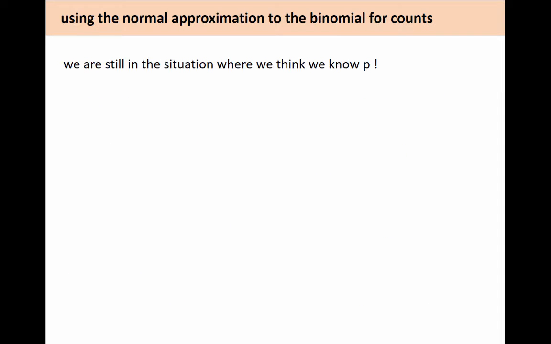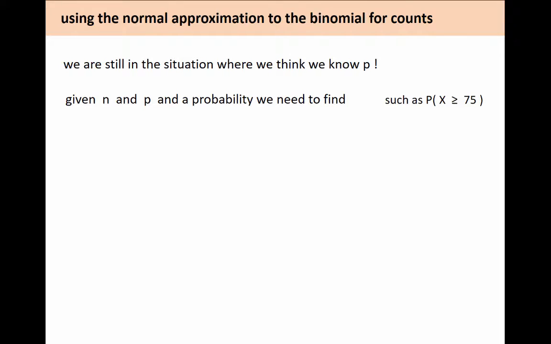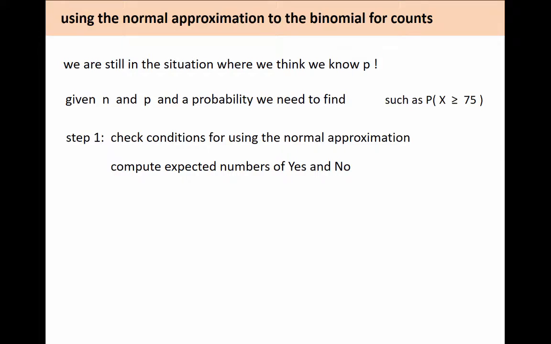So here we go. We are still in the situation where we think we know the population proportion P. And given N and P and a probability we need to find, particularly something like the probability X is greater than or equal to 75, here's how we can do it. Step 1, check the conditions for using the normal approximation.